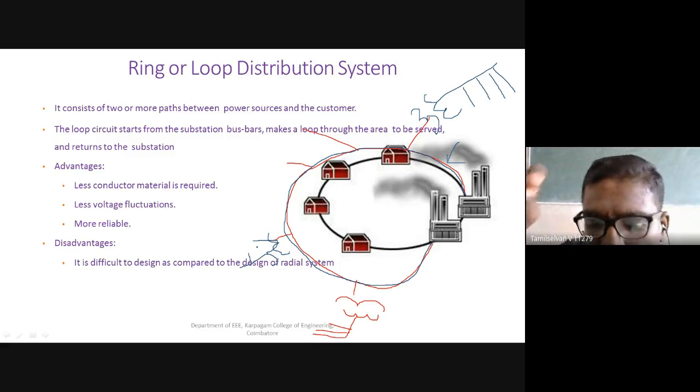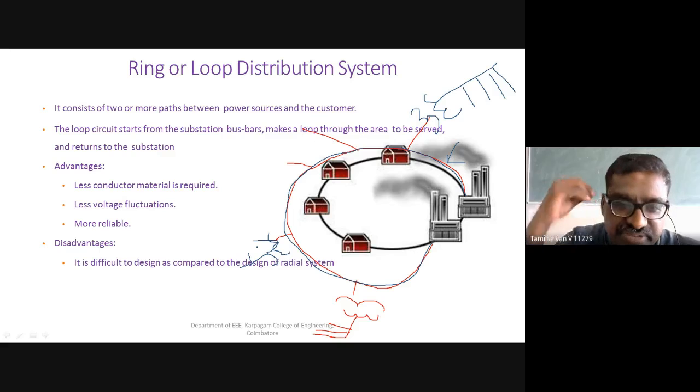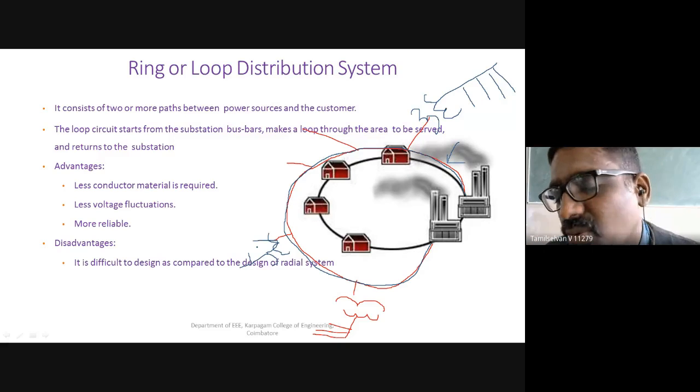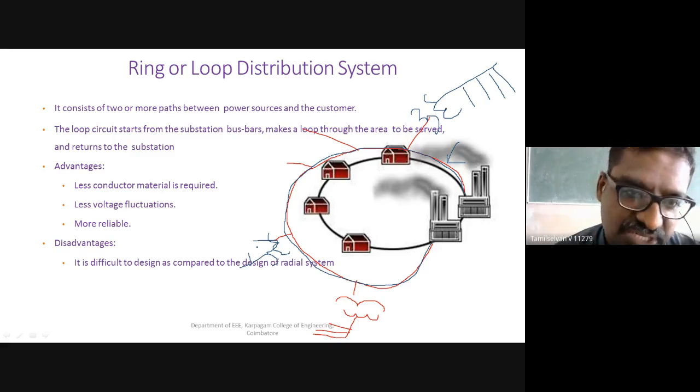It has its own advantages. There will often be lesser voltage fluctuation. And moreover, we'll have reliability. Even if a fault occurs, we are able to maintain continuity in our supply. So that is one of the main advantages of a ring main system, or a loop system.